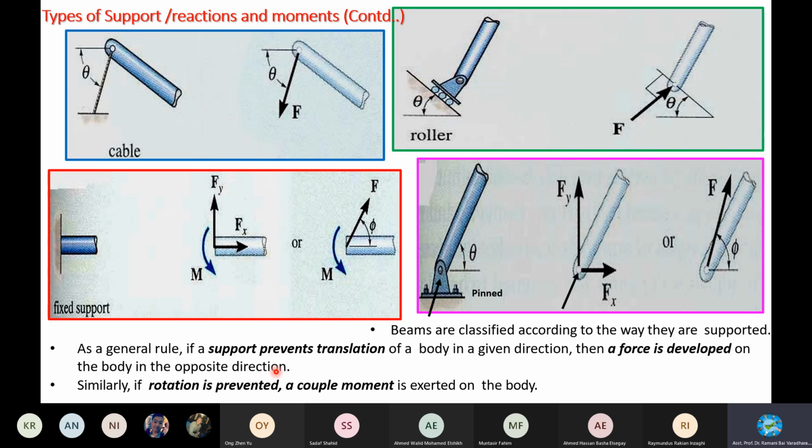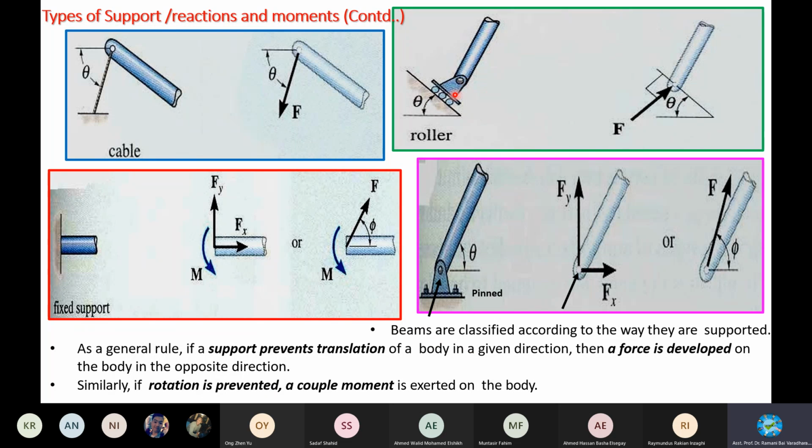The member will try to provide an equal and opposite force to the restraint, to the force acting on it. Similarly, if rotation is prevented, a coupled moment is exerted on the body. So in both ways, it may be a force or a moment. In both cases, the member will respond in the same direction, opposite and equal in magnitude.